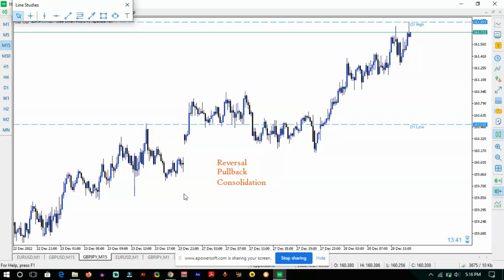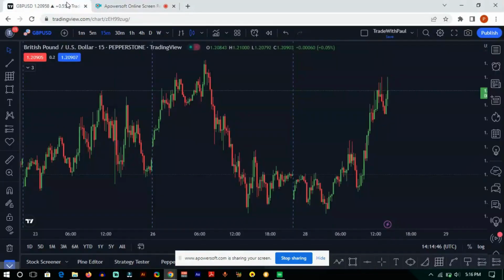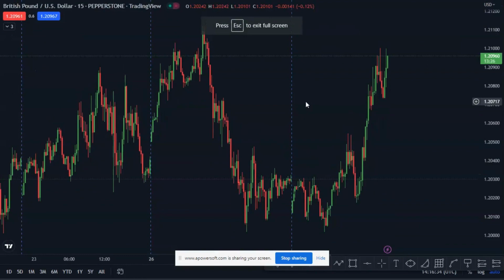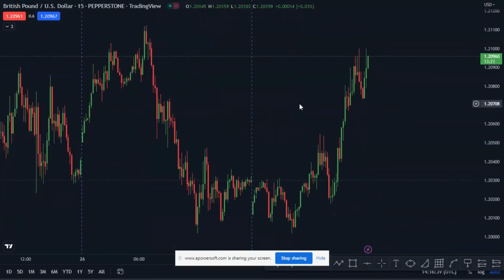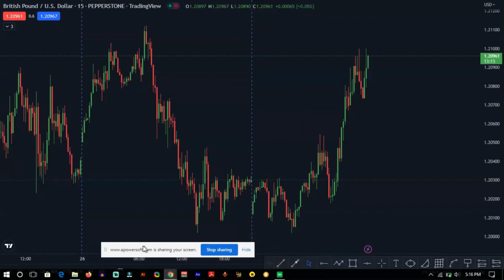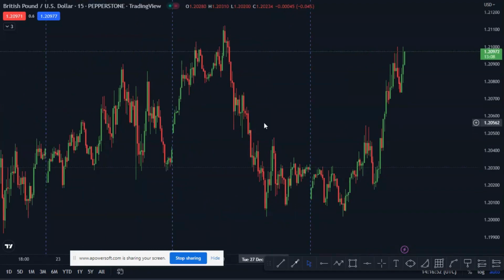There's a time when I talked about points of interest, or POIs. I think it's really important because POIs help you to get in and also to get out. You have to know where to get in and where to get out. When you come on the charts, you have to have a bias.